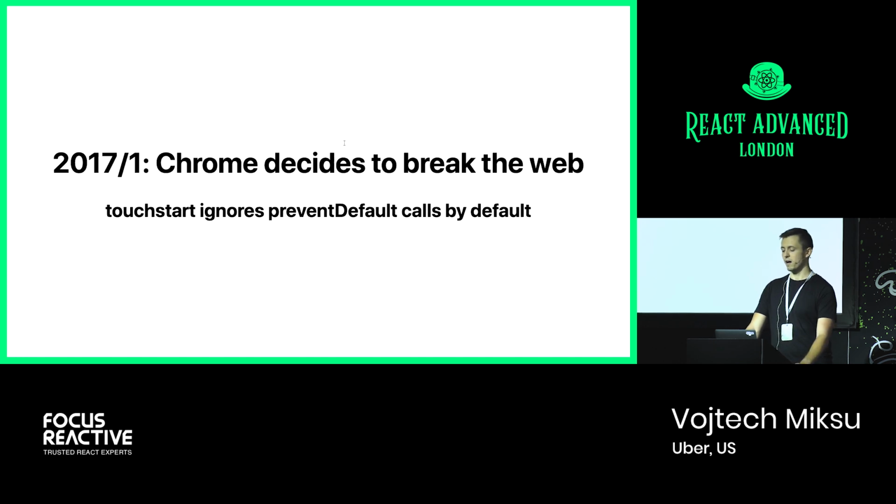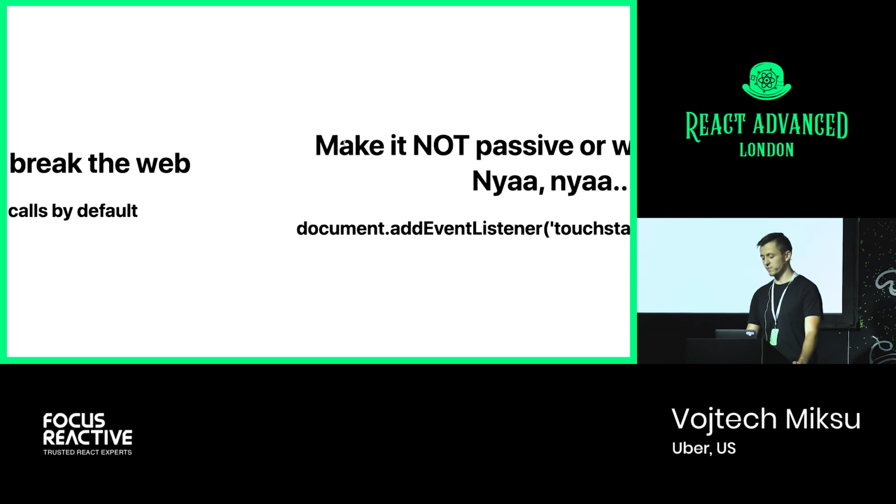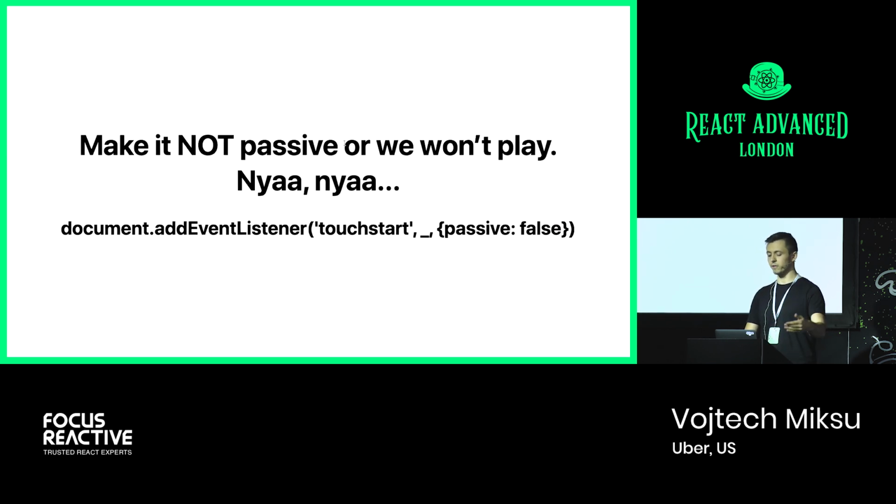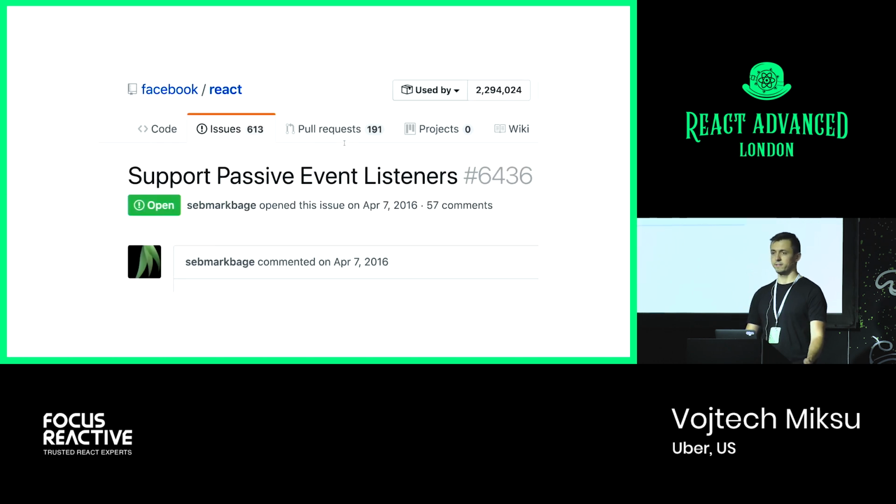Why did they do that? To improve the scrolling performance. Now the browser doesn't need to check if there is a preventDefault call. Great. So if you want to make preventDefault work, you need to mark your listener as not passive. And there is an argument for that. So you just add it there, and now you can use preventDefault. Cool. Unless you use the React event system.